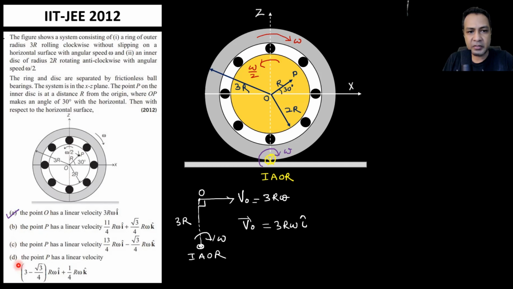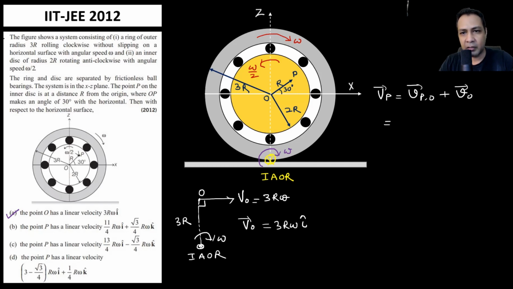In options B, C, D, the linear velocity of point P is talked about. Point P is a point of the disk. This disk is rotating with angular velocity omega by 2 with respect to point O in the anticlockwise direction, and the point O itself is translating. We calculated the translation velocity of point O in option A. So the velocity of point P can be written as V_P equals velocity of P with respect to O plus velocity of point O. And the vector form of velocity of a rigid body is omega cross r.